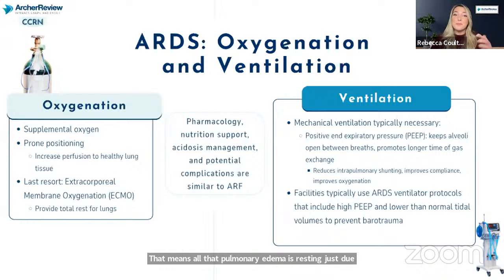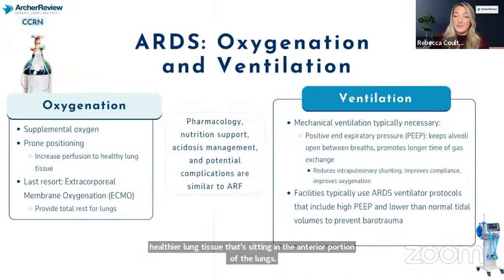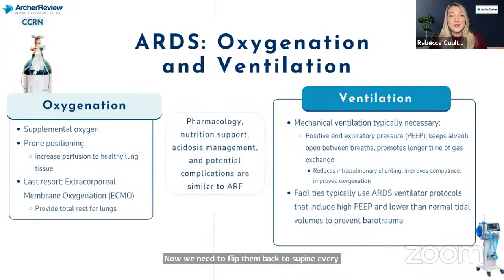We're also sending a lot of blood flow to the posterior portions of their lungs because of gravity. Now, if we flip them onto their stomach, maybe for 12, 18 hours at a time, we are going to send perfusion to healthier lung tissue that's sitting in the anterior portion of the lungs. Now, we need to flip them back to supine every now and then because if we leave them on their anterior or on their stomach, then those anterior portions are just going to fill with that pulmonary edema as gravity takes its role there. So we flip these patients back and forth to try to feed the healthier lung tissue with blood. That way we can improve our hypoxemia.